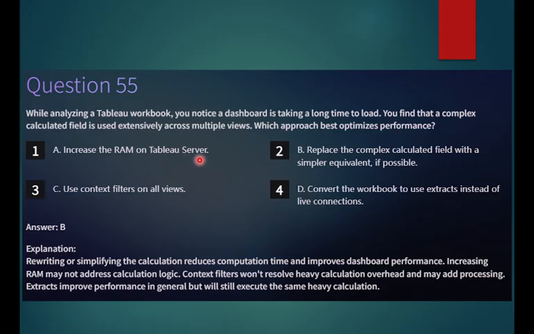Increase the RAM on a Tableau server. This will not address the issue because the issue is in the calculation logic. Use context filter on all views. A context filter will not solve the issue, because the issue is the heavy calculation overhead, and it will add more processing. So option C is not correct.